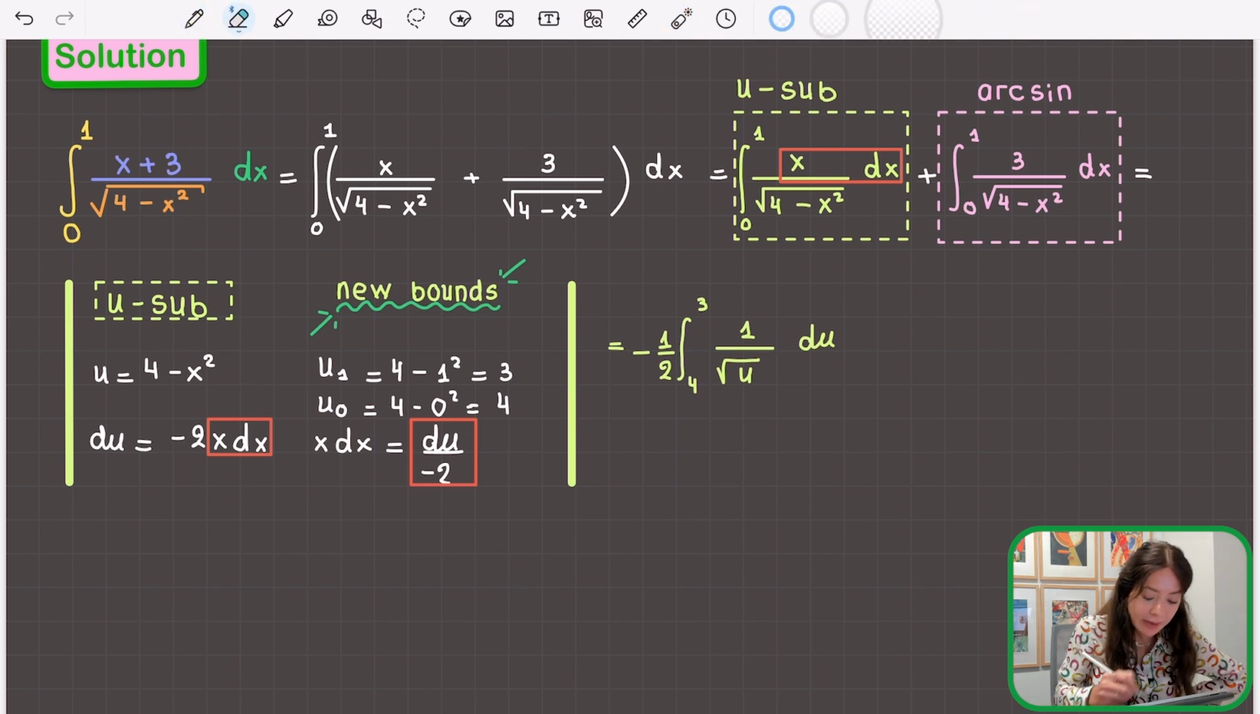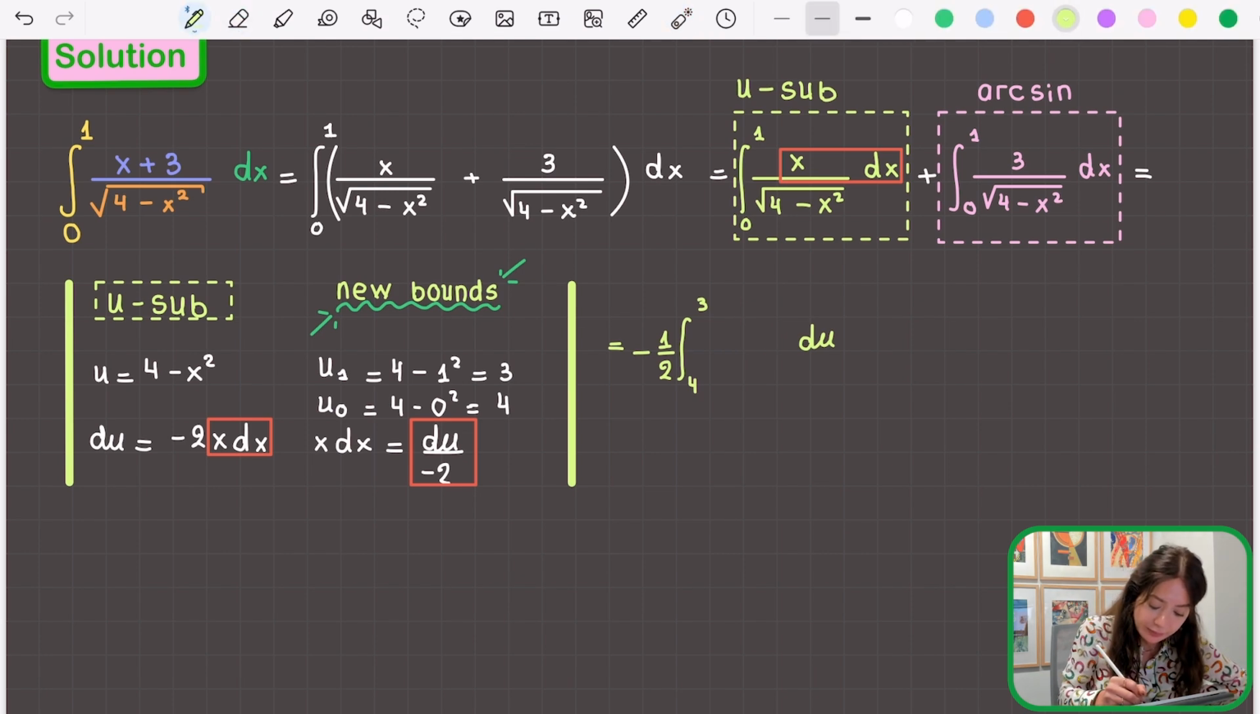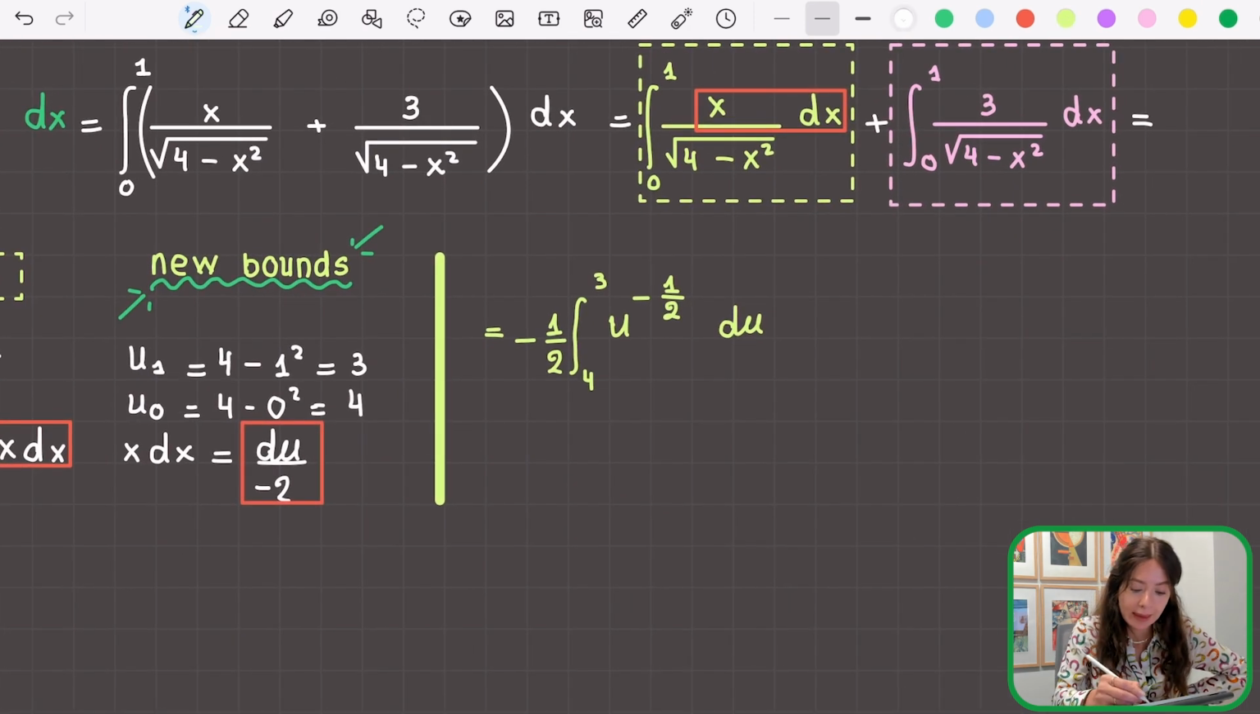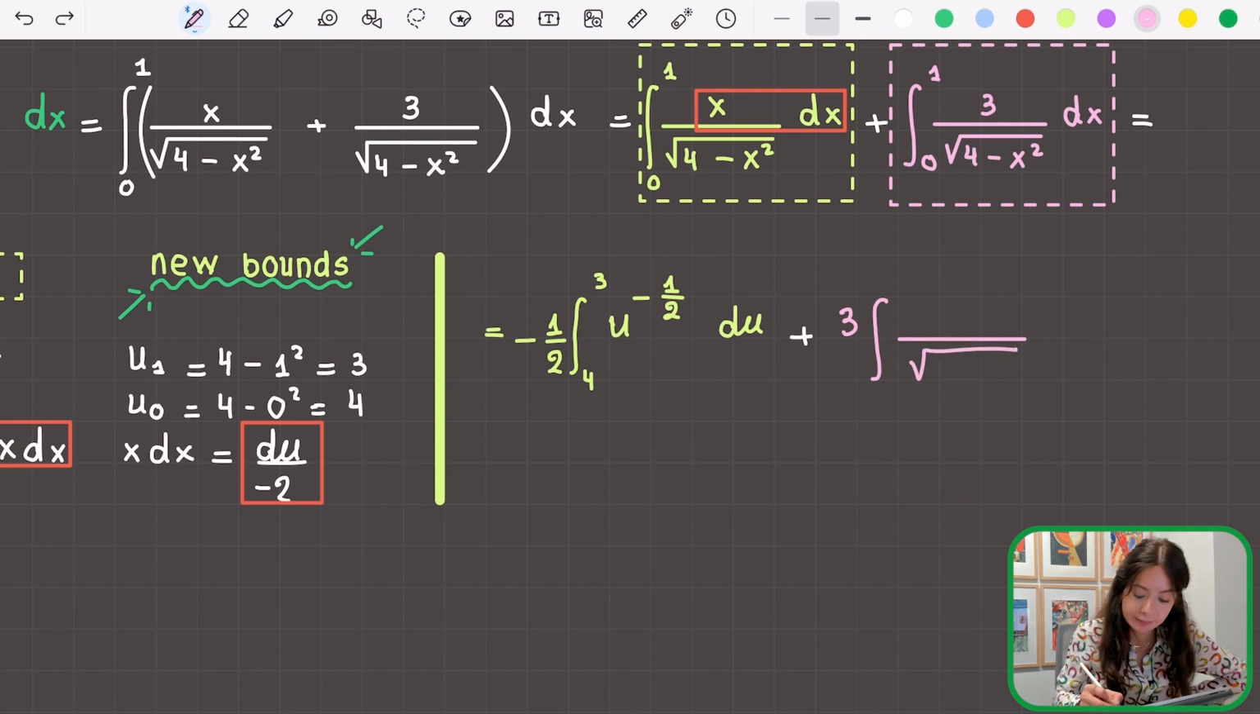So I'm going to rewrite this, bringing u out of the denominator with a negative exponent, so negative 1 over 2, because it was a square root, so 1 over 2. I'm going to rewrite this integral, but change it a little bit so that it looks exactly like arcsine. I'm going to say 2 squared minus x squared dx. Not going to forget my bounds.